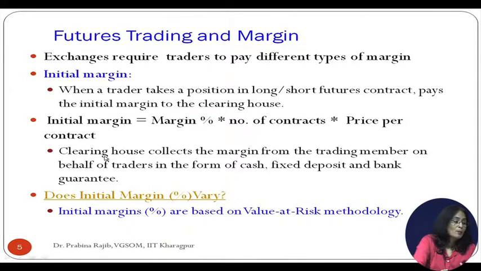And who collects the initial margin? Clearing house collects the margin from the trading member on behalf of the trader in the form of cash, fixed deposit and bank guarantee. So as I mentioned, if I am a client, whether I pay margin or don't pay margin, a clearing house does not worry about it. If I have a trading account with, let's say, ICICI Direct or Kotak Securities, these two bodies are answerable to the clearing house for depositing the margin money on my behalf. So it becomes the responsibility of these brokers or trading members to collect the margin from me and deposit.